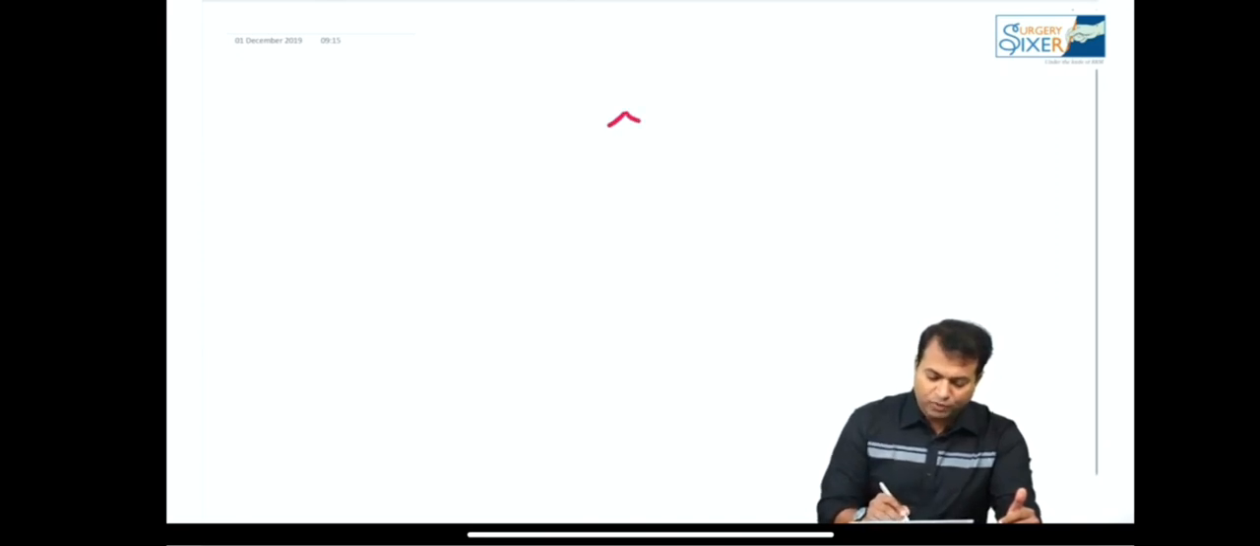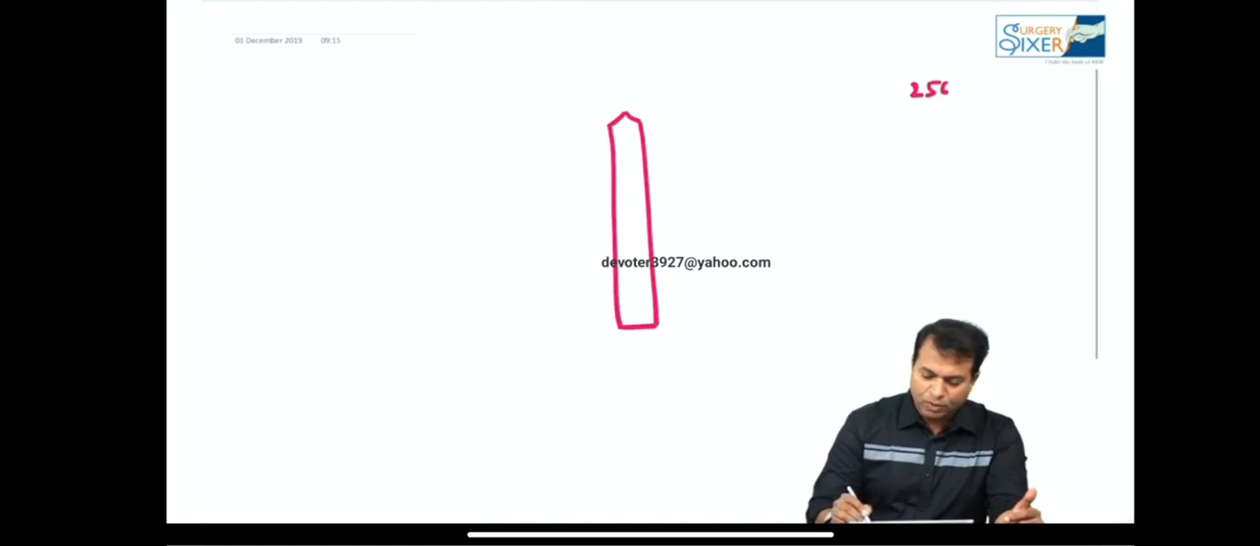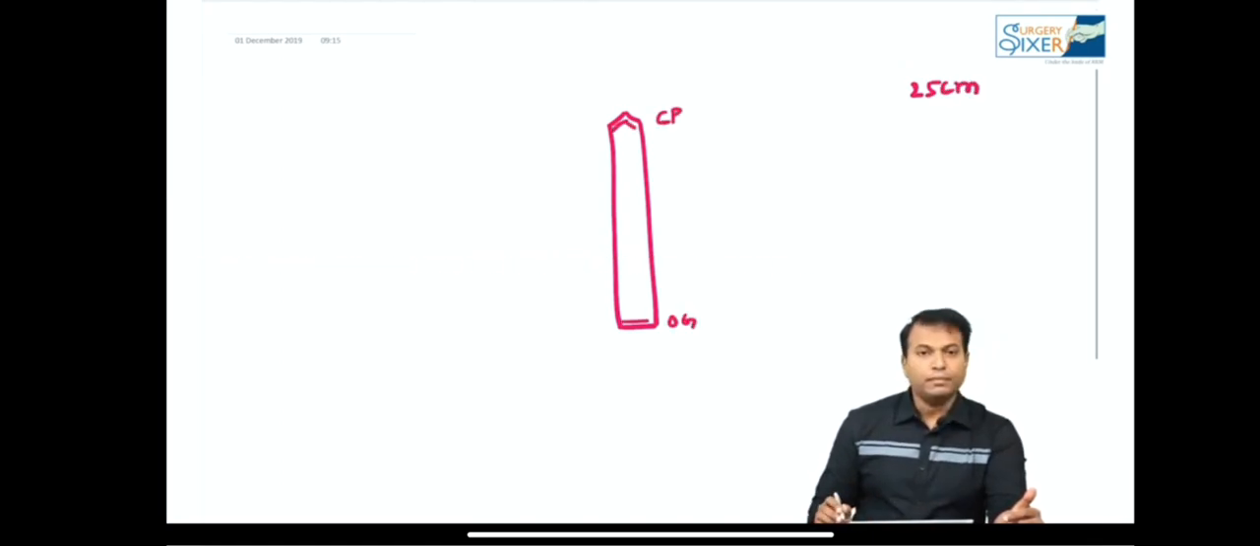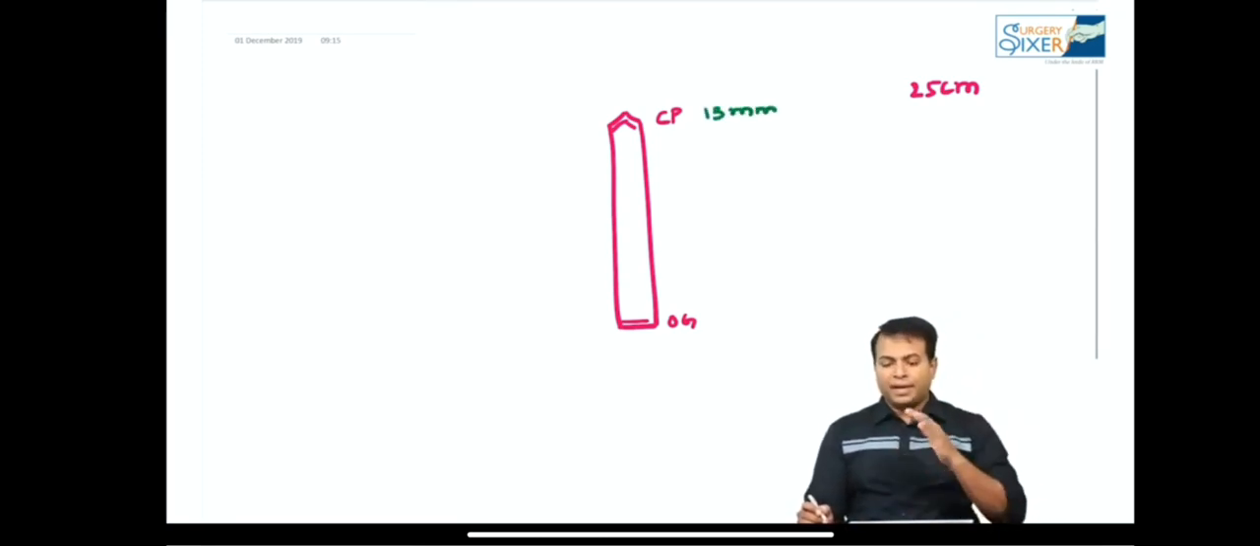Can you tell me what is the length of esophagus? The length of esophagus is 25 centimeters. It extends from cricopharynx to OG junction. Cricopharynx is the narrowest part, 13 millimeter diameter. Cricopharynx is the narrowest part of the entire GIT. It is only 13 millimeter diameter.